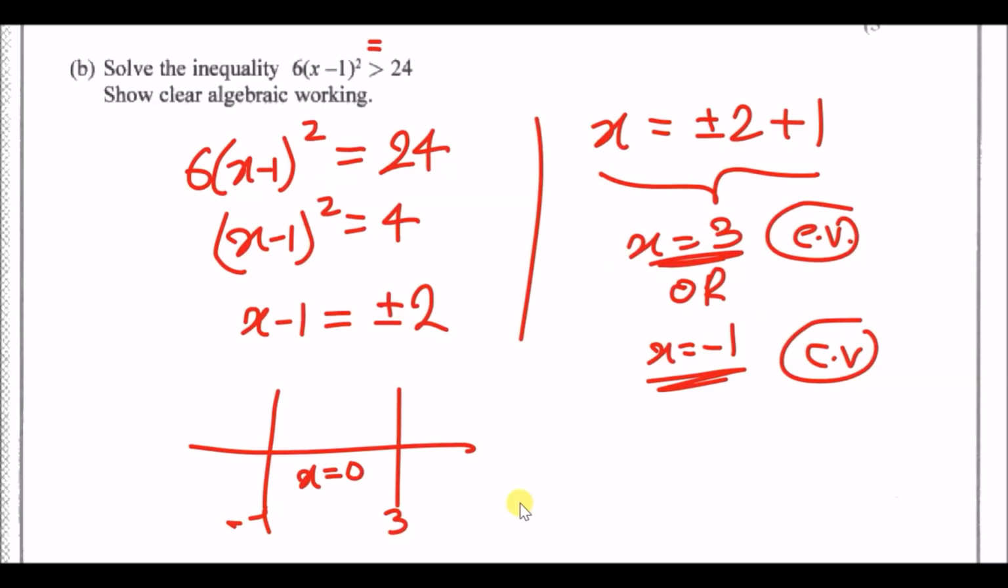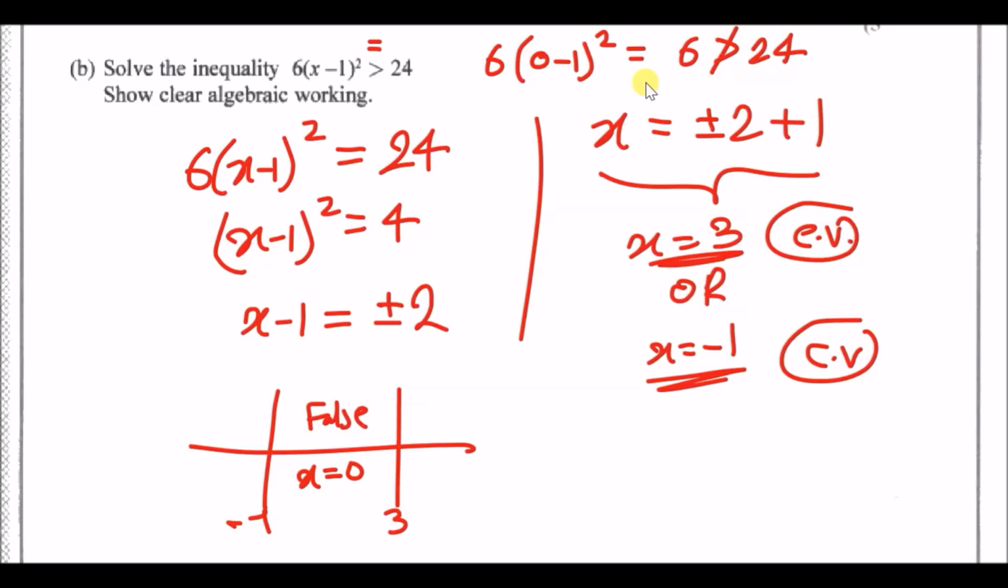So when x equals 0, you plug into the original equation. So you're going to have 6 times 0 minus 1 all squared. So it'll be 0 minus 1 squared. And what does that give us? We're going to check if it's bigger than 24. Well, 0 minus 1 is minus 1. Square, you get 1, you get 6. And of course, this isn't bigger than 24. So this side is false.